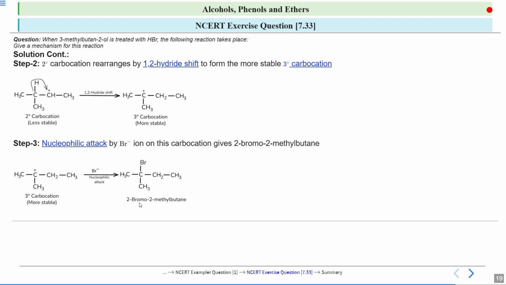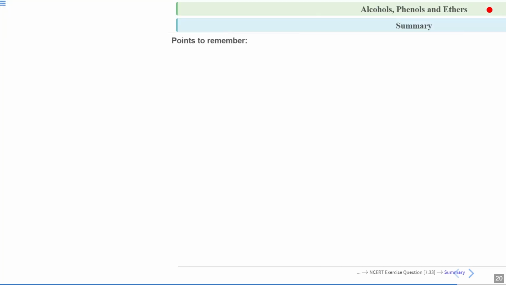So this was the three-step mechanism. In the first step there was protonation, followed by the loss of a water molecule. In step 2, the secondary carbocation is less stable, so a 1,2 hydride shift will happen to make it more stable. And then there is nucleophilic attack by Br minus and you will get your desired product. Okay, I hope this is clear.